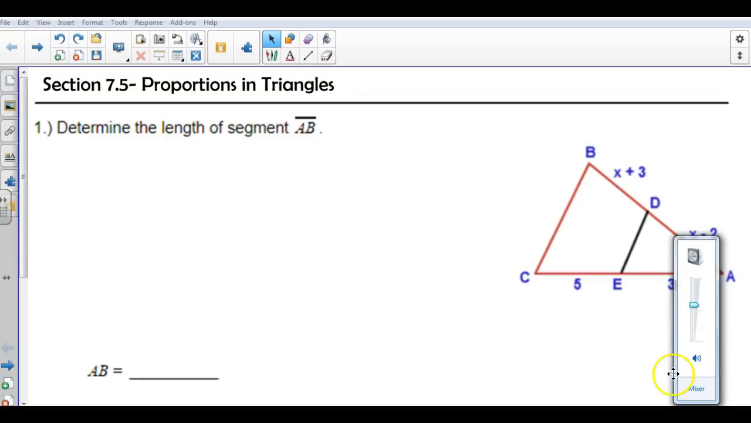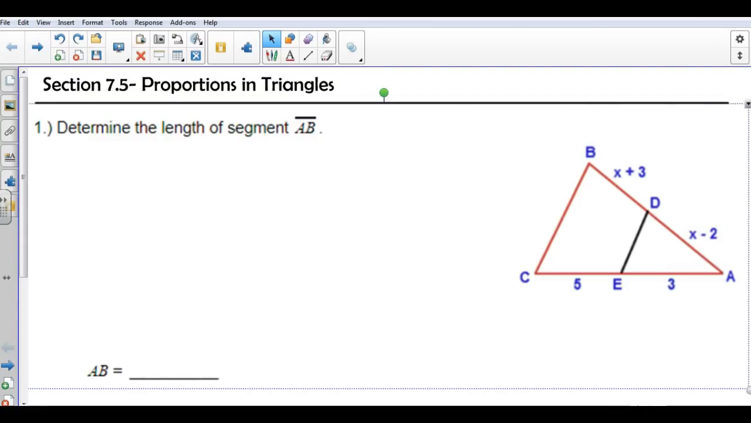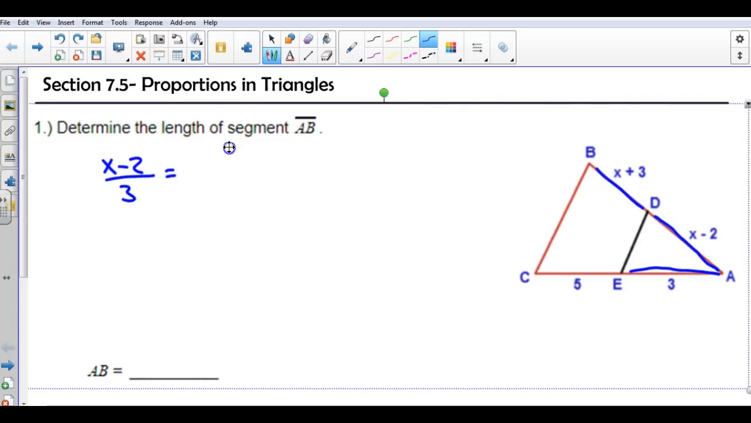So first problem, we're going to draw up a proportion here, taking a look at the fact that the side AD over AE, so x minus 2 over 3, is equal to, if I take this part, which is x plus 3, over the corresponding part, which is the 5. So this is one way of going about this, and I've tried this another way as well.